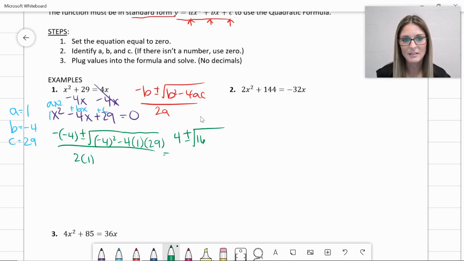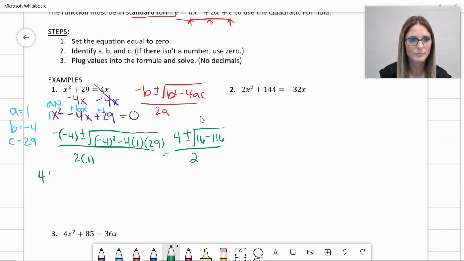And then I'm going to multiply negative 4 times 1 times 29 on my calculator. Gives me negative 116, or minus 116, all over 2. 4 plus or minus, let's do 16 minus 116 is negative 100. Ooh, over 2. And keep going. Do you see it? We got a negative under the radical, so this is imaginary. We've got the square root of 100, perfect square. We can do this. 4 plus or minus.